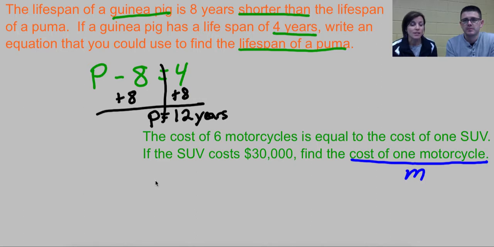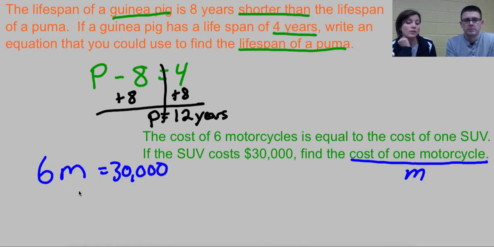The cost of 6 motorcycles, so we have 6 of some motorcycles, is equal to the cost of 1 SUV. If the SUV costs $30,000, so 1 SUV is equal to the cost of $30,000. So our equal is going to be $30,000. We want that variable on the motorcycle, so it's going to be 6 times the M is equal to the $30,000. So the cost of a motorcycle times 6, because there's 6 of them. So 6M is equal to 30,000.